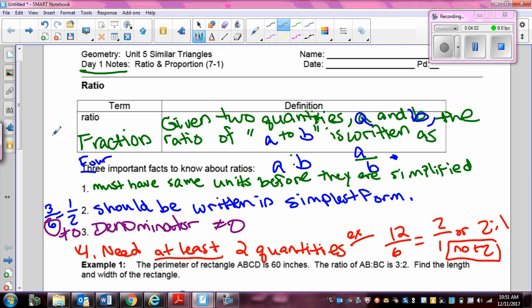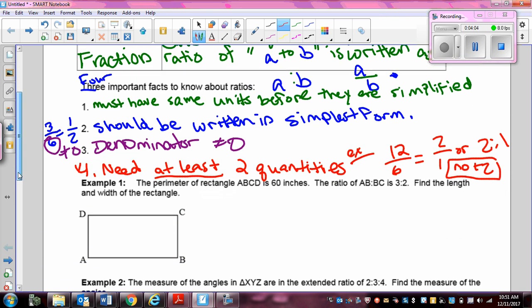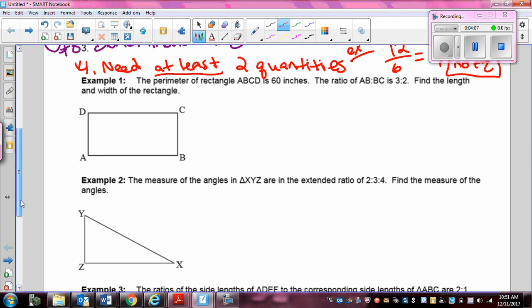Okay? So let's go over this example. It says the perimeter of a rectangle ABCD is 60. The ratio of AB to BC is 3 to 2. Find the length and the width of the rectangle. So the ratio of A to B is 3, B to C is 2. What a perimeter means is when we add up the outside, we're going to get 60. Just the outside, when we walk around the outside.